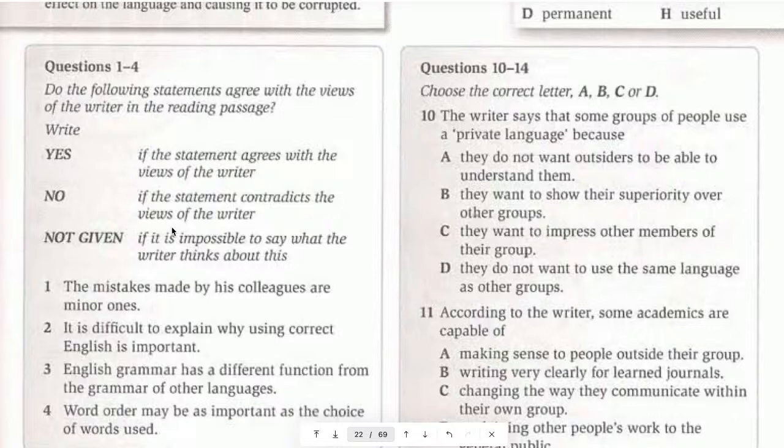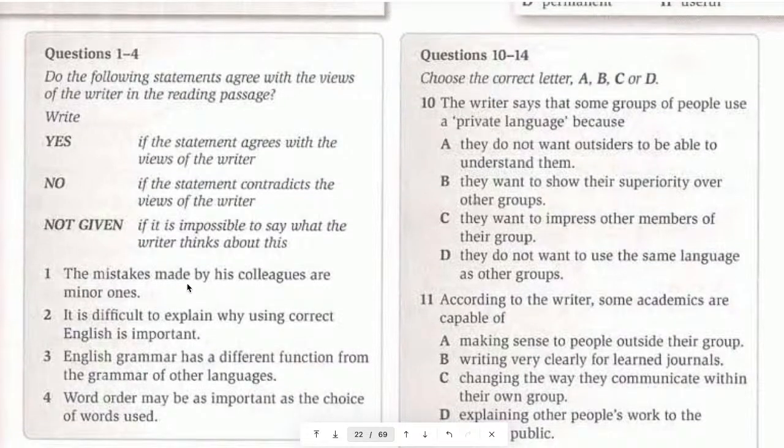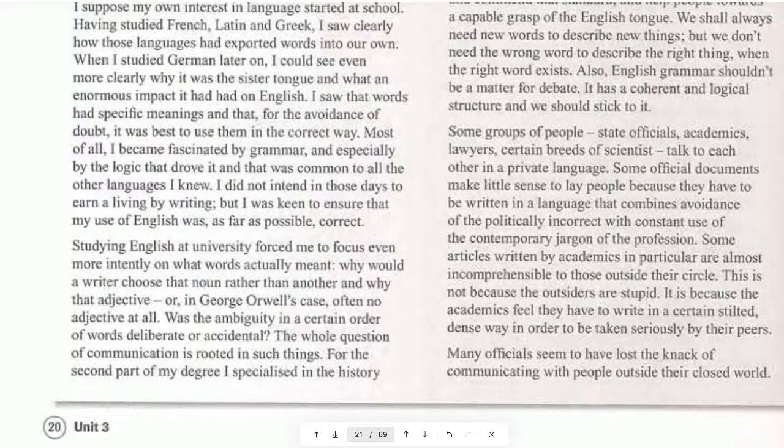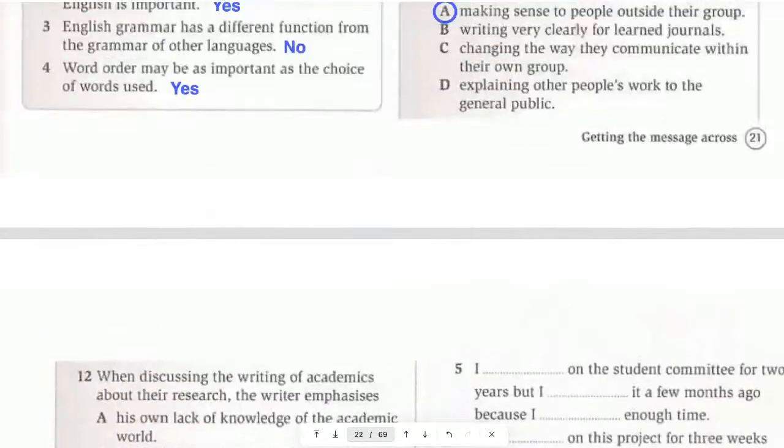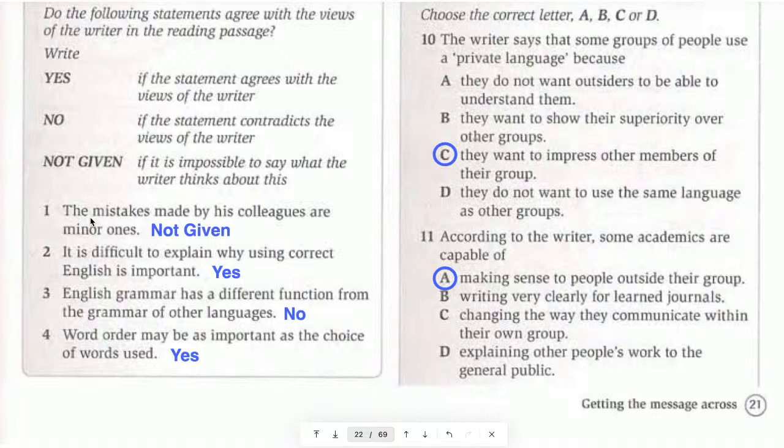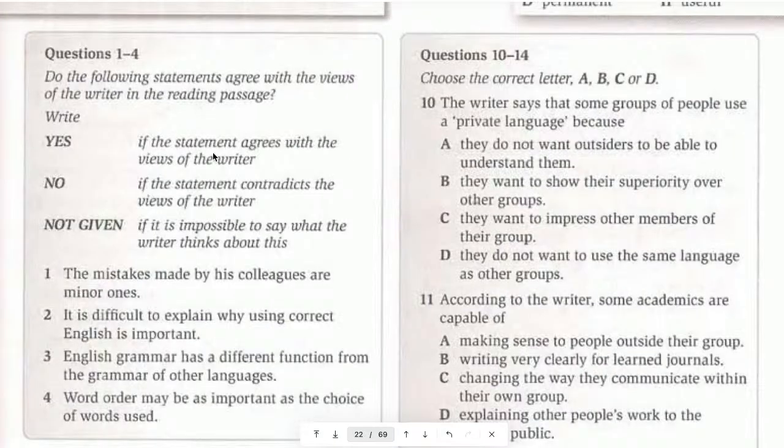And the first one, Quỳnh Hương, read that. The mistakes made by his colleagues are minor ones. Okay, so what is the answer? Yes, no, or not given? Yeah, the answer for this one is not given, right? So the first one, the mistakes made by his colleagues are minor ones, not given. Okay, now tell me where we can find information.